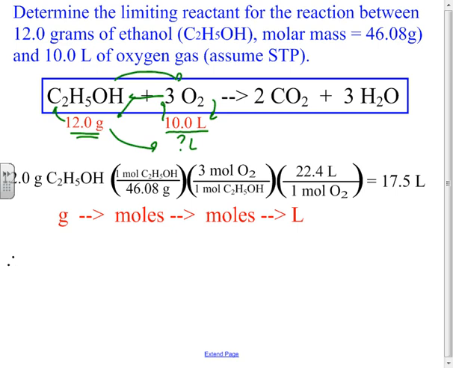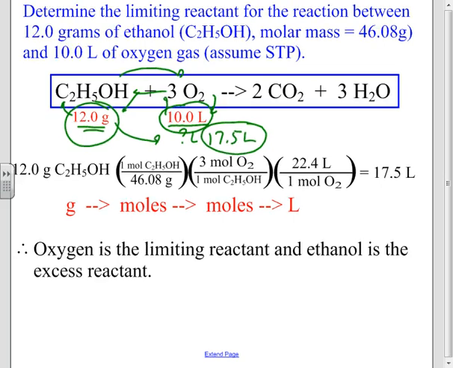So for 12 grams of ethanol, I need 17.5 liters of oxygen. I only have 10 liters, therefore I don't have enough oxygen to react with all 12 grams of the ethanol. Therefore, oxygen is the limiting reactant and ethanol, therefore, is the excess reactant.